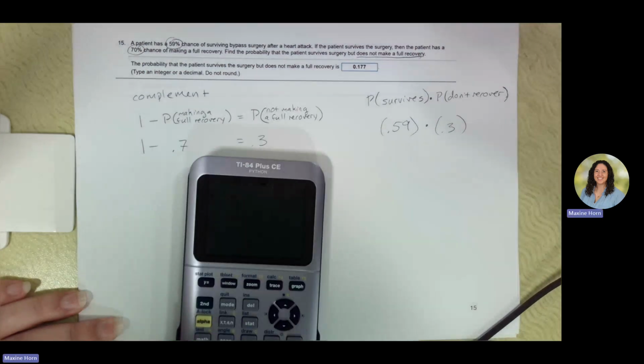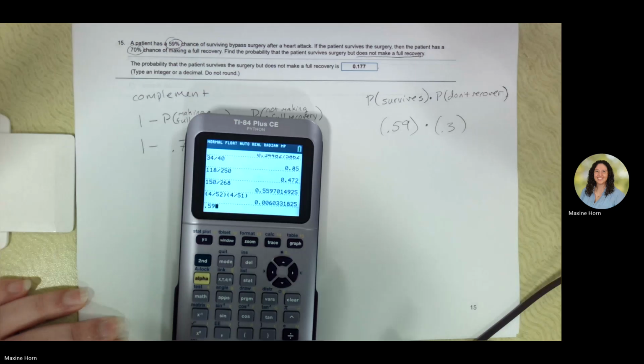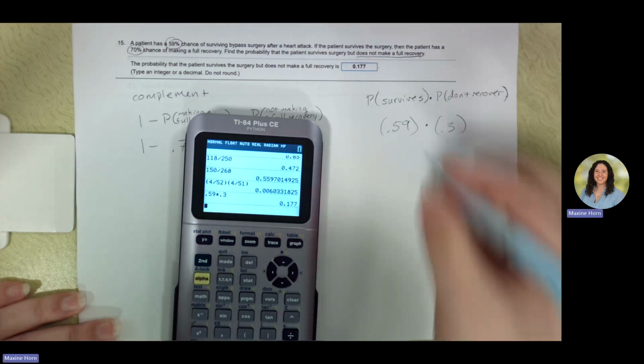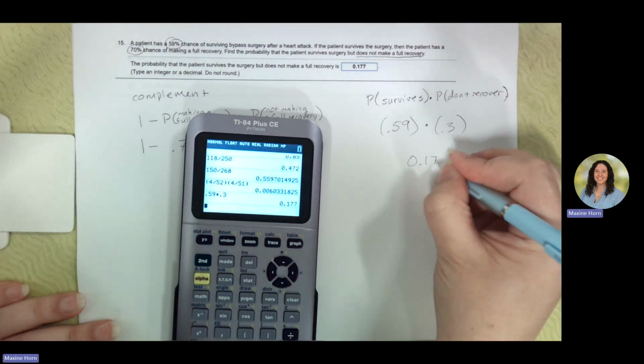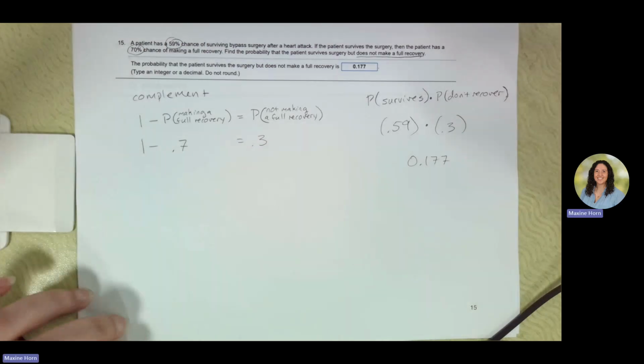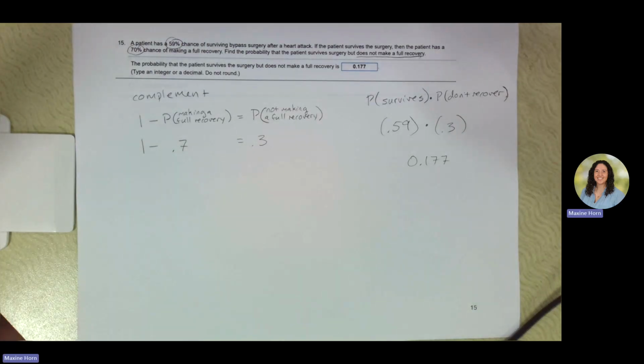So when you plug that into the calculator, it's going to be 0.177. So almost an 18% chance, 17.7% chance that if they survive the surgery that they're not going to make a full recovery.